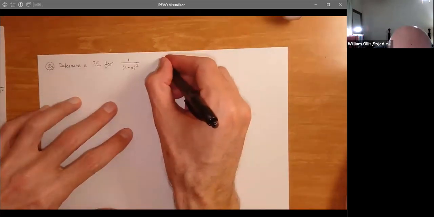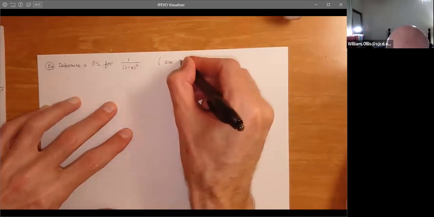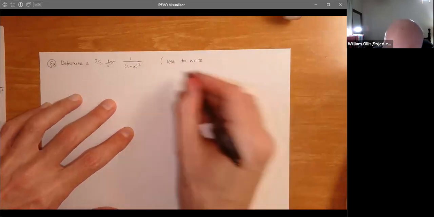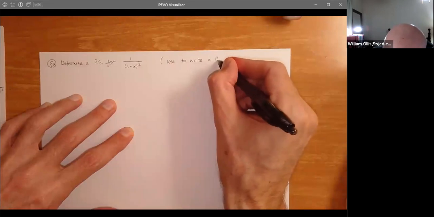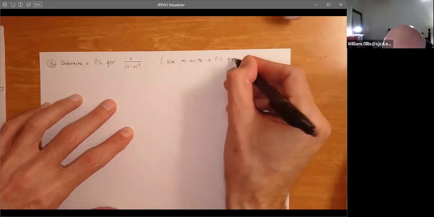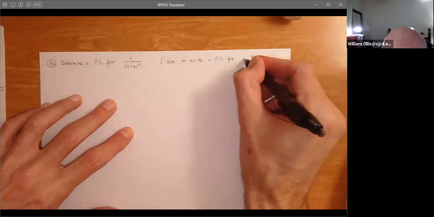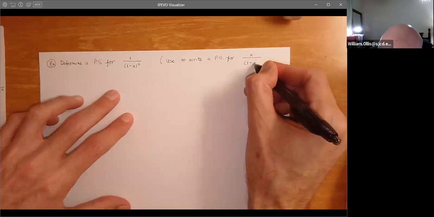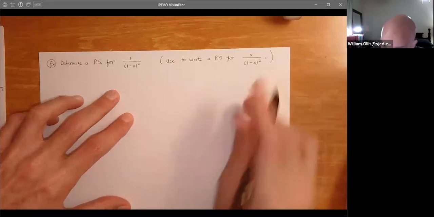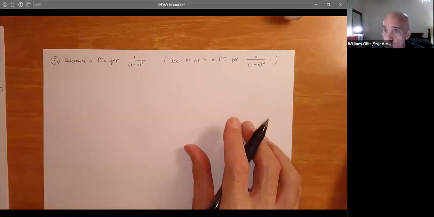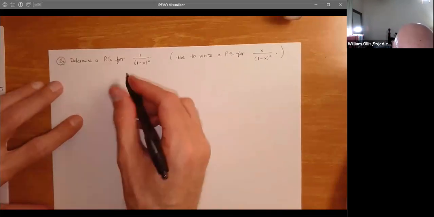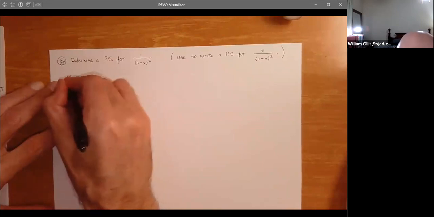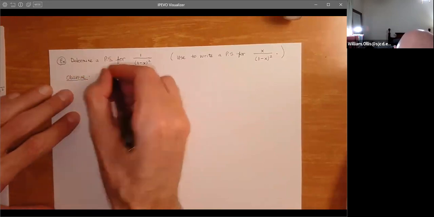And then use that to write a power series for x times that. I'm trying to put together two problems so we get more bang for the buck. So that's easy to do. If you get a power series for this, you can get this one just by multiplying by x using the algebraic properties of the power series. So I want to kill two birds with one stone. So first we observe, let's just take some derivatives.